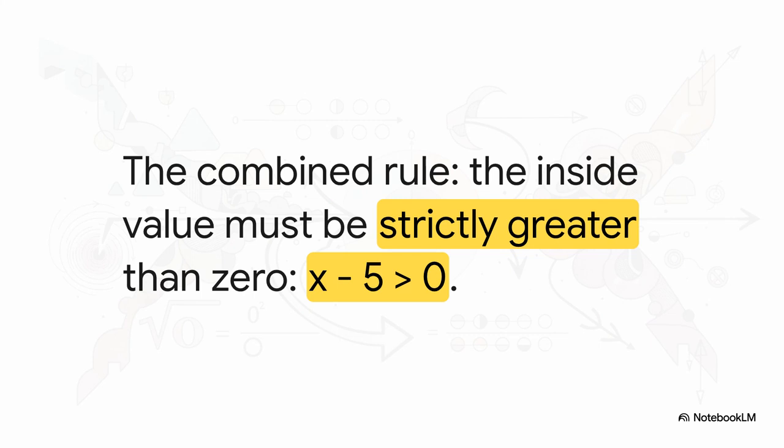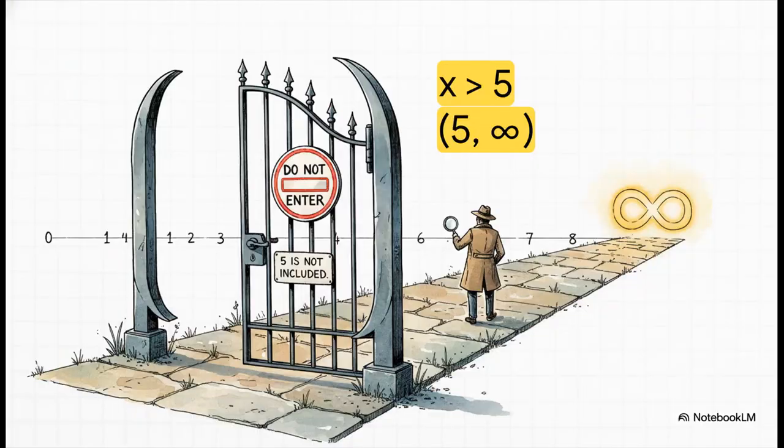Well, in math, when you have conflicting rules, the stricter one always wins. So we have to satisfy both. It can't be negative, and it can't be 0. So what's left? The stuff inside that x minus 5 has to be strictly greater than 0. And from there, it's easy. Just add 5 to both sides, and we find that x has to be greater than 5.